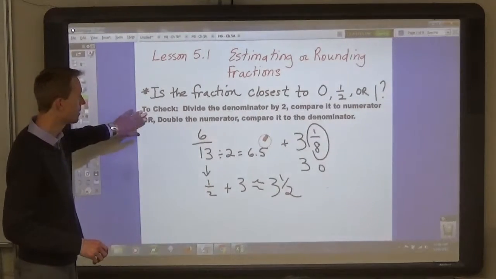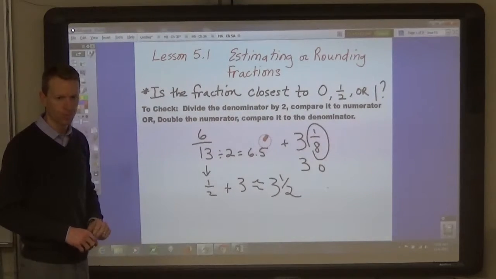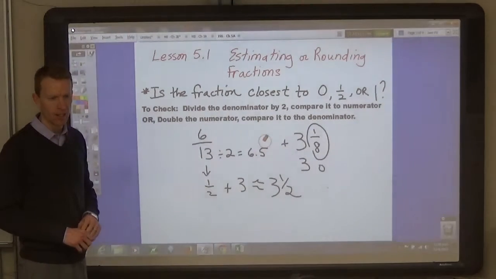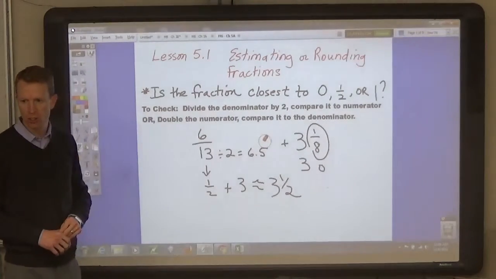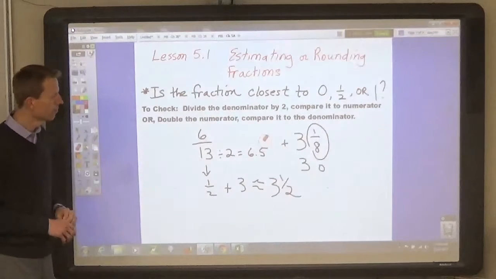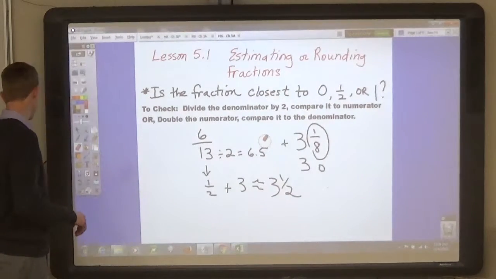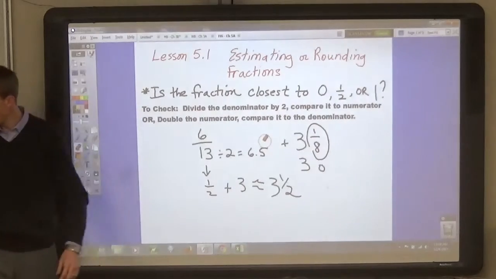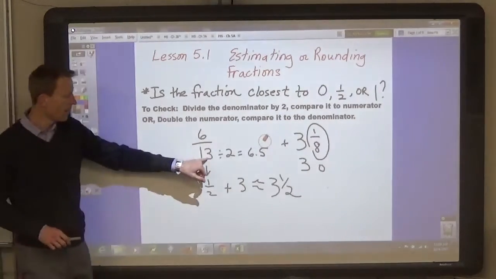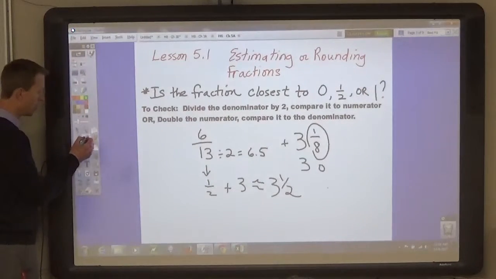How do we check to see if a fraction is close to 1/2? Let's start with that. How do you know if the fraction is close to 1/2? Divide the denominator by 2. Right. Divide the denominator by 2. If you divide the denominator by 2, you get half of the denominator, and then you can check it against the numerator. Look at this example.